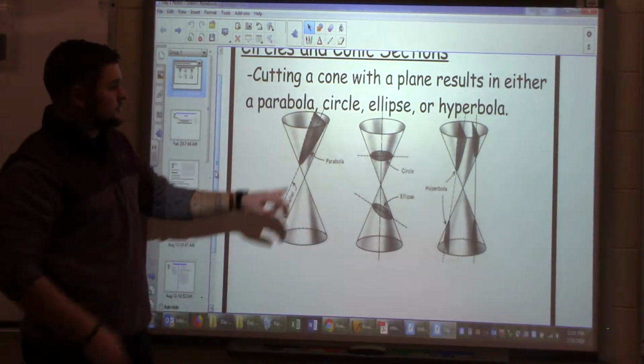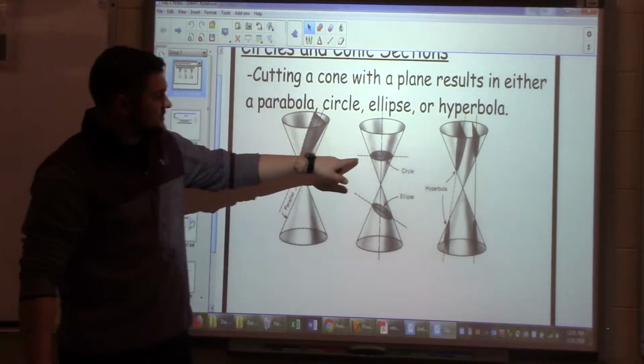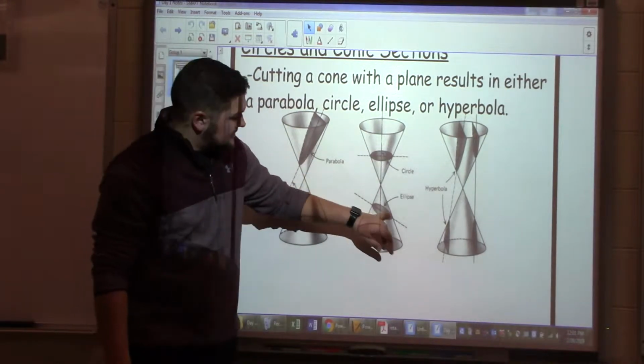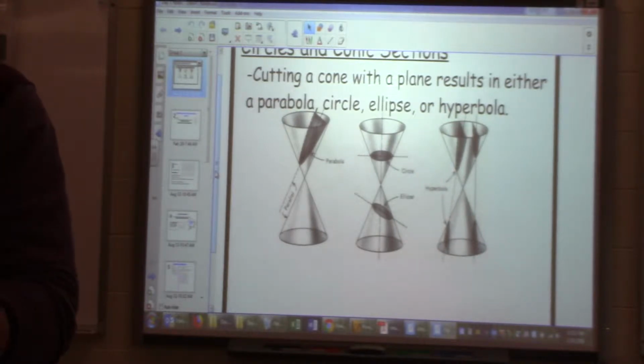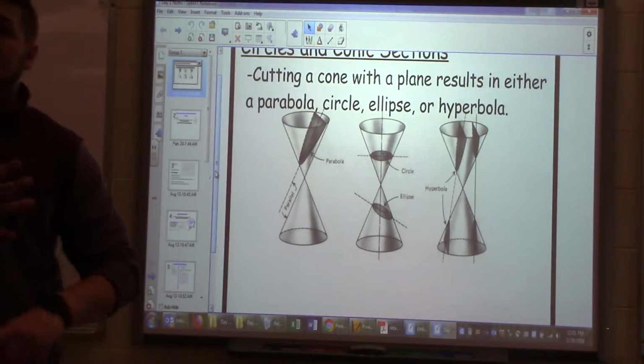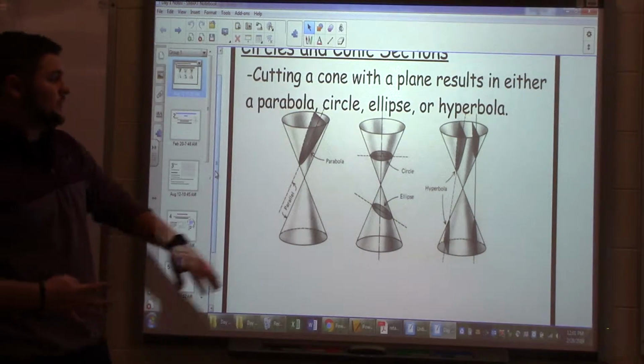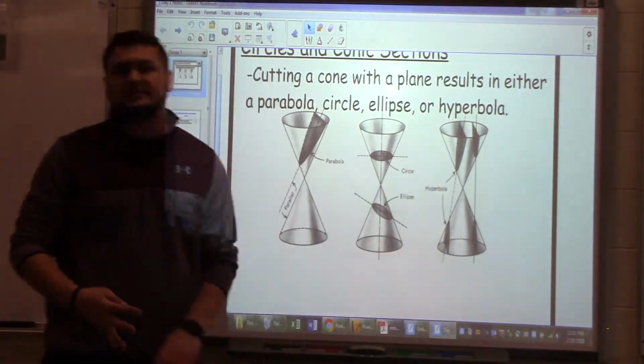Right? So if I use that to cut a cone, I can get a parabola, which is what we just worked with, right? We just worked with these parabolas. We can get a circle. We get an ellipse if we cut it at an angle, or we get hyperbolas. So those are the 4 different things we're going to talk about in this unit. We've already talked about parabolas when we talked about quadratics. We're going to talk more about circles, ellipses, and hyperbolas this unit.